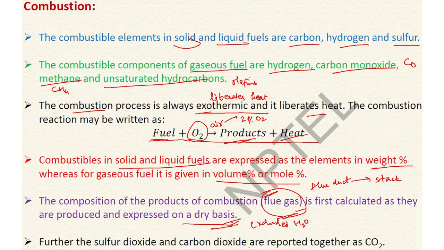Further, the sulfur dioxide and carbon dioxide are reported together as CO2. Sometimes they are collectively reported as CO2. Why so? Because they are removed by solvent extraction, and they are mainly removed in the same solvent. Both are soluble in the same solvent, so they are extracted out using a single solvent. Okay.